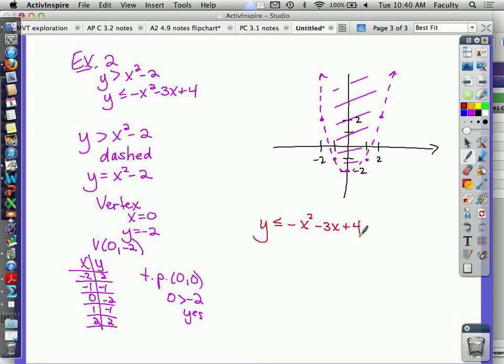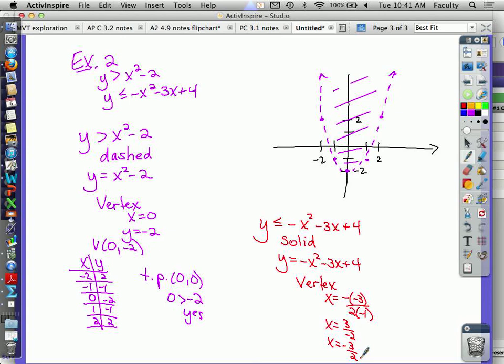All right, does everybody have the first one on there? Now we're going to do the second one. This one's going to be solid. And so my vertex, here's where we're going to get that yucky fraction. I'm getting -3 over 2 times -1. So that's 3 over -2, or -3/2.